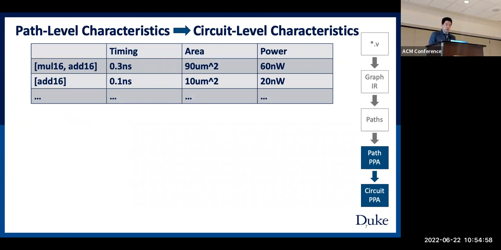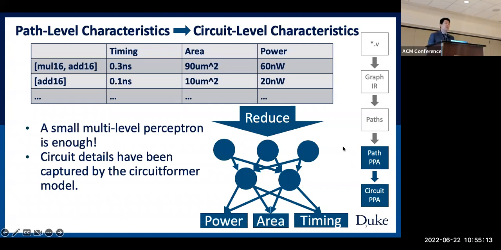Using the CircuitFormer model, we estimate the timing, area, and power of paths in our circuit. Now, we need to combine this path level result to infer the characteristics of the entire circuit. As it turns out, a small multi-layer perceptron model is sufficient to perform this inference. The reason that we don't need another powerful and complicated model for this is that all the structural and contextual details of the circuit have already been captured by the CircuitFormer model. The task of the MLP model is simply to aggregate the path level result into the global circuit level.